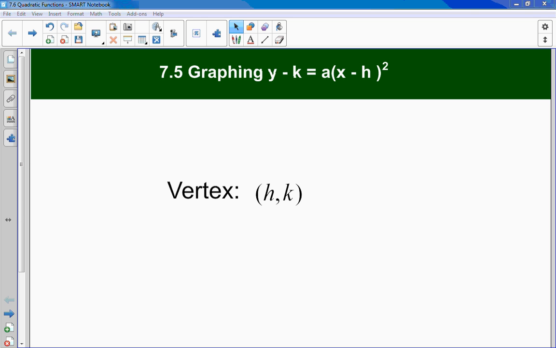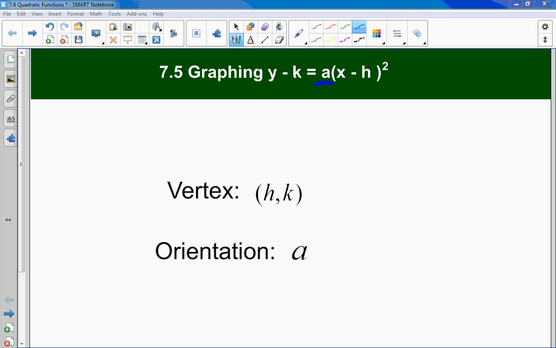And remember, the vertex is kind of the corner or the starting point where the graph takes its shape. The other thing that we talked about was the orientation. And the orientation was the letter A. If you see it at the very beginning of the equation, A tells us which way the parabola opens, either up or down, and the shape of it, which means whether it's skinny, if A is greater than 1 or less than -1, or if it's fat, if it's a fraction in between -1 and 1.